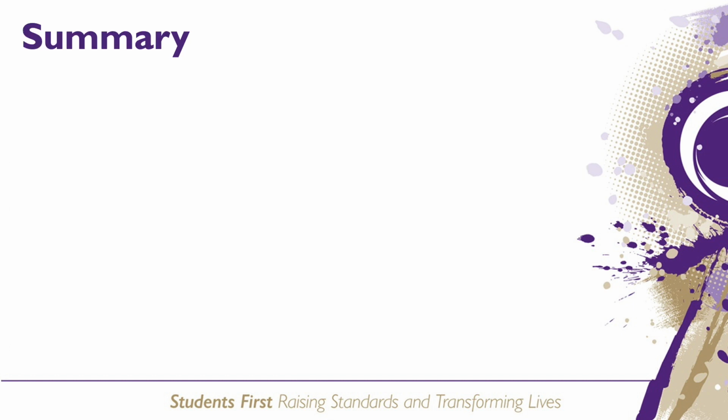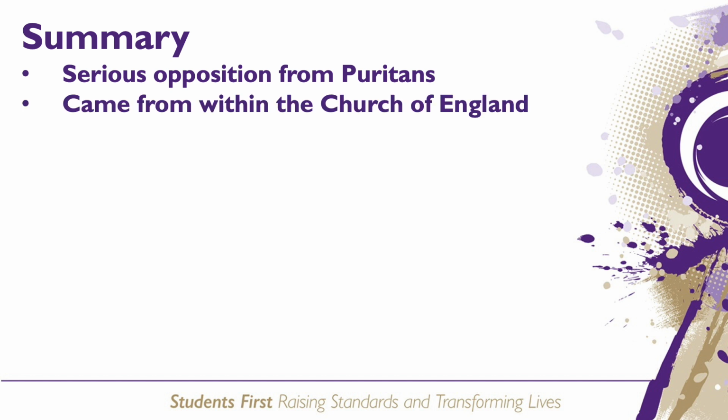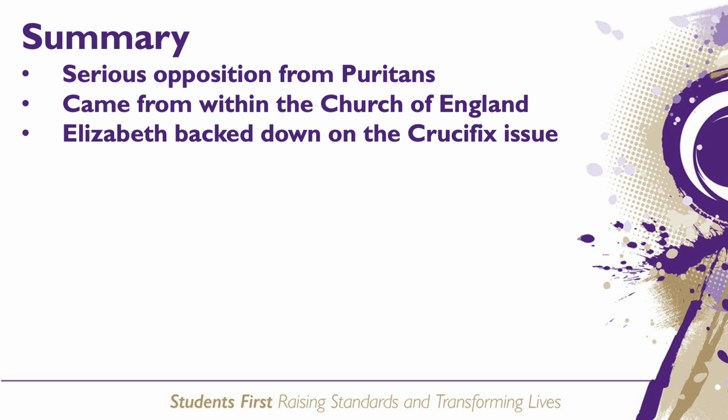In summary, the introduction of the religious settlement in 1559 did face some serious opposition from Puritans, but surprisingly this came from within the Church of England itself. The fact that Elizabeth had backed down over the issue of the crucifix shows us just how significant the threat was, as she could not afford to lose the support of the bishops she had just appointed.